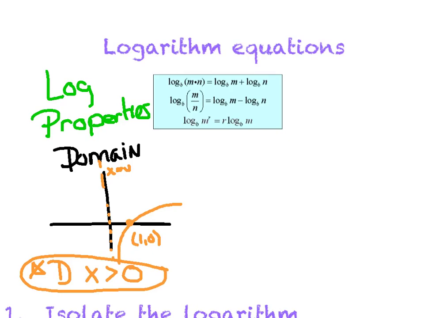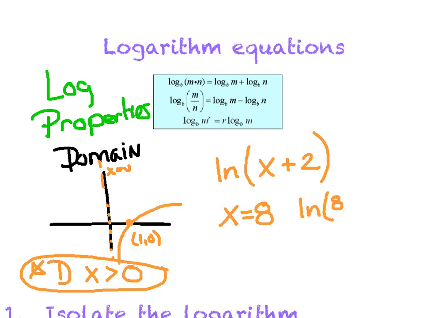So if I gave you the ln of x plus 2, and I told you x equals 8, is that a legal number to have for an answer? Well, if I say that's the ln of 8 plus 2, do I get a number in the domain? Do I get a number greater than 0? Well, in fact, the ln of 10 is greater than 0, so that checks. 8 would be a good answer here.